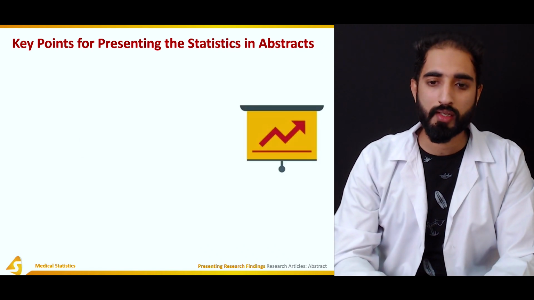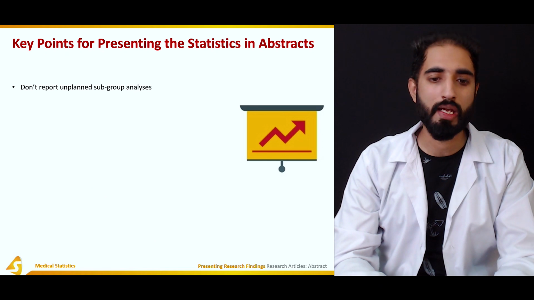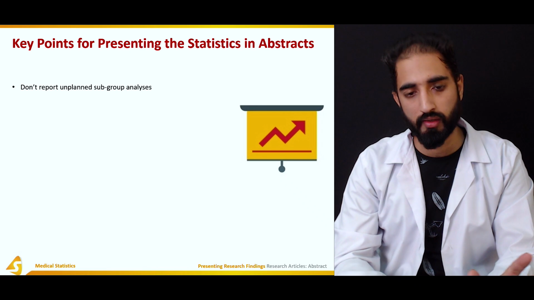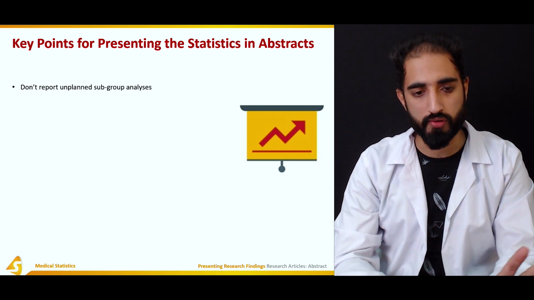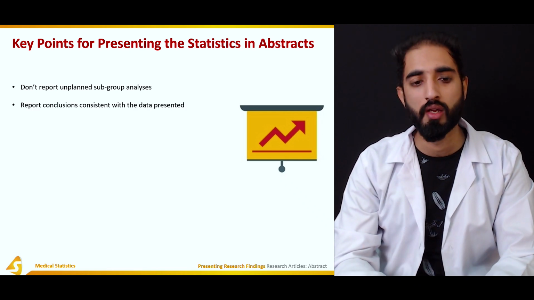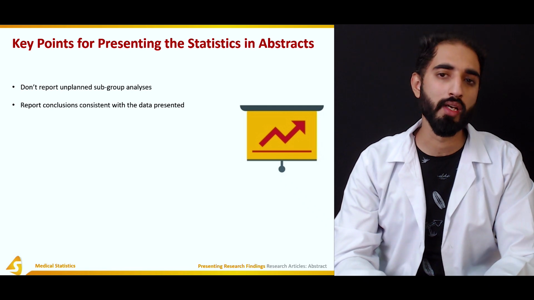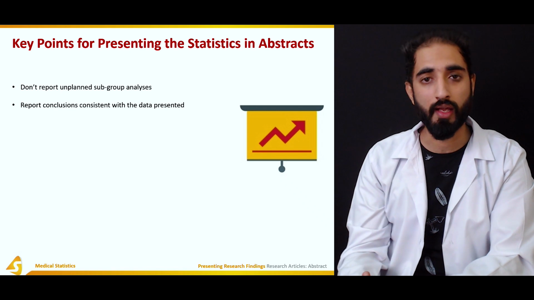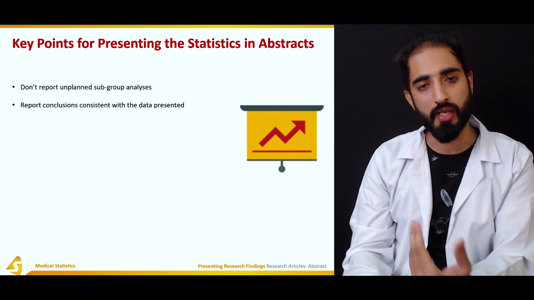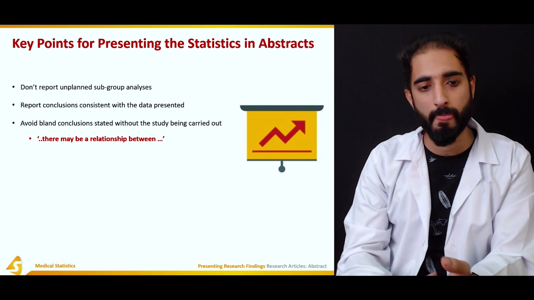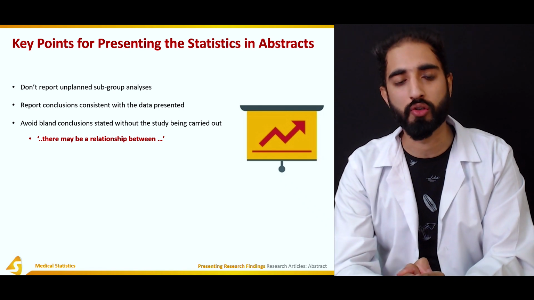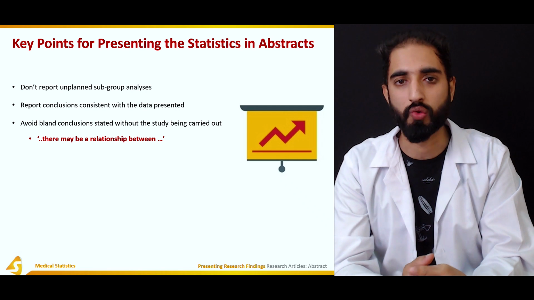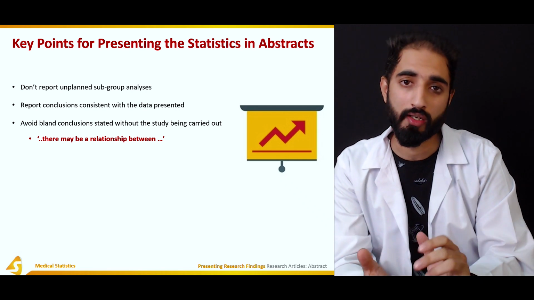So key points for presenting the statistics in the abstract: don't report unplanned subgroup analysis, and don't get carried away with post-hoc analysis, which is not needed. Report conclusions consistent with the data presented. So you should only make a conclusion which is actually consistent with the data presented and the aims of the study. Avoid bland conclusions stated without the study being carried out, something which you can even say without doing research on it.